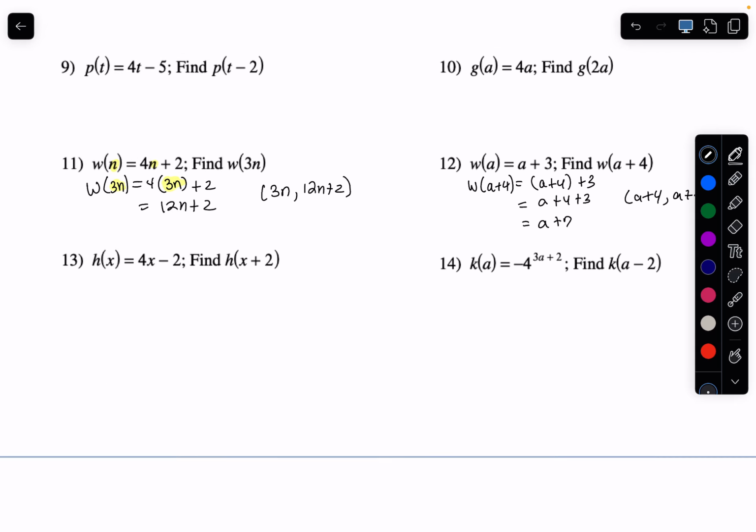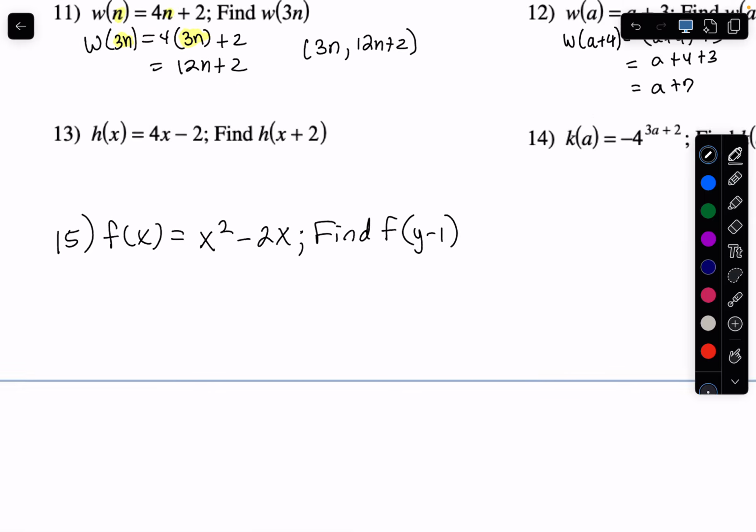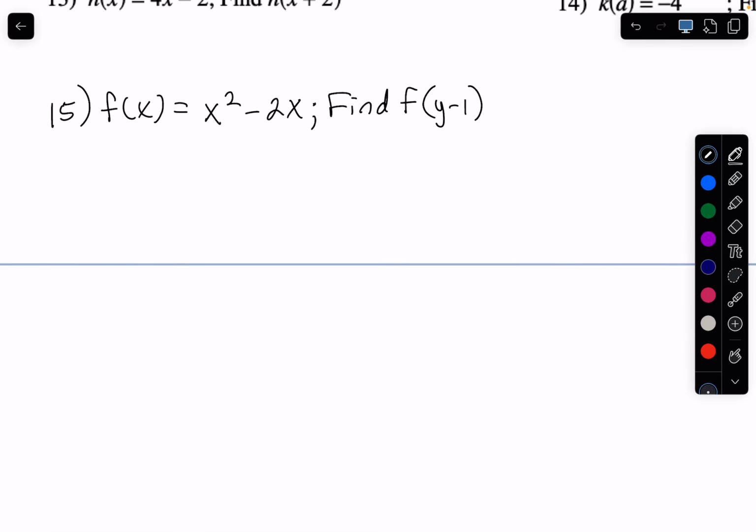Now, I do want to add 2 problems on, so could you please add number 15? f of x equals x squared minus 2x, and we want to find f of y minus 1. Okay. So that is problem 15. Let me zoom in there so you can see it.